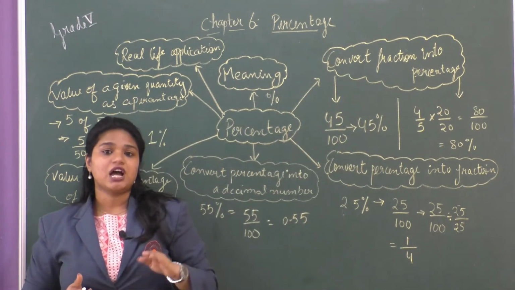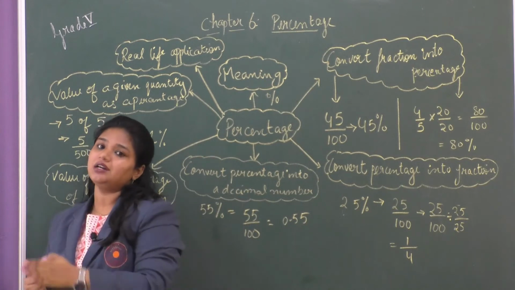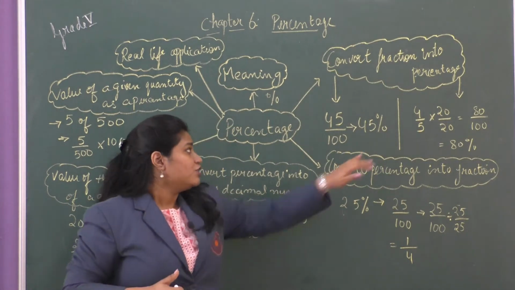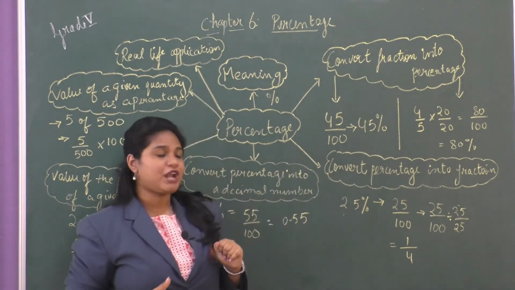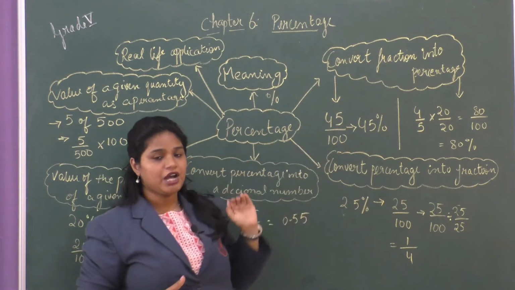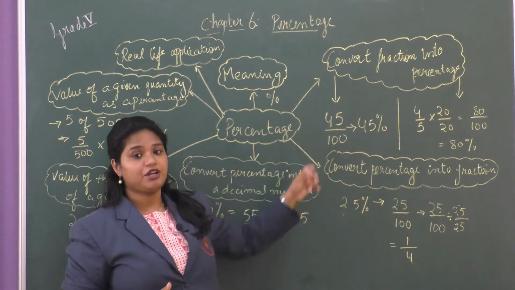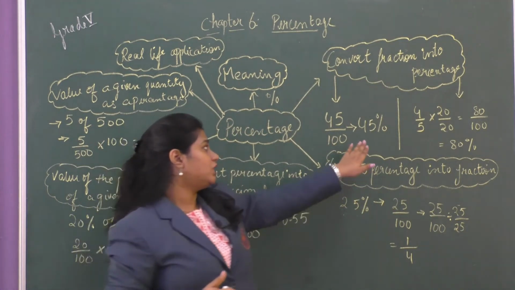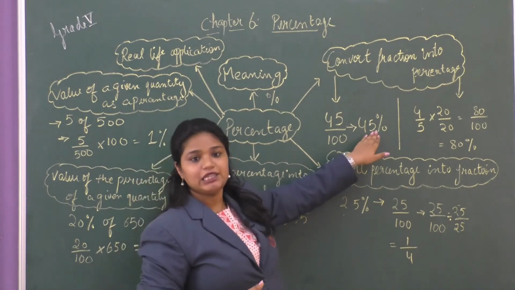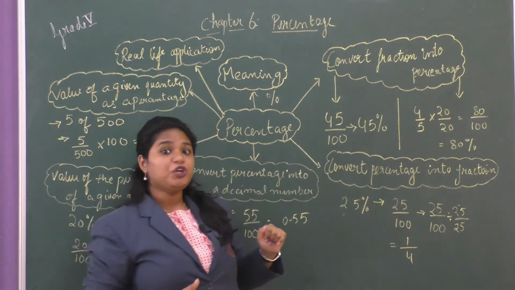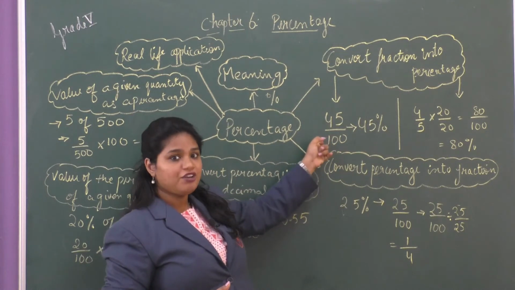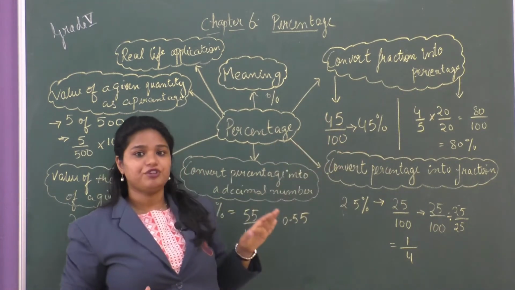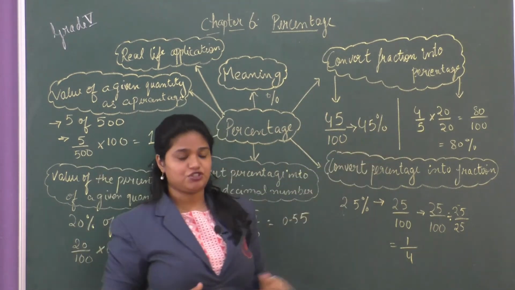Next we learned how to convert a fraction into a percentage. Under that we learned how to convert a fraction with denominator 100 and a fraction without the denominator 100 into a percentage. So here we have the first example. The fraction is 45 upon 100. So here we have the denominator 100. Now whenever you have to convert a fraction into a percentage with the denominator 100, we directly write the numerator as it is and we omit the denominator, we omit the 100 and we directly add the percentage sign. So 45 upon 100 means 45 percentage.